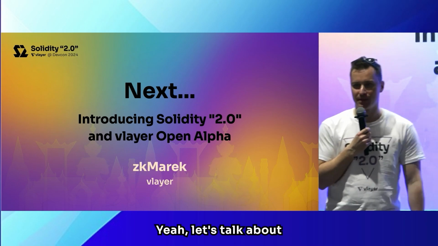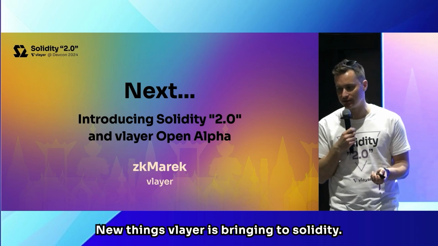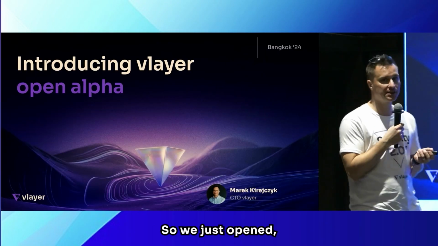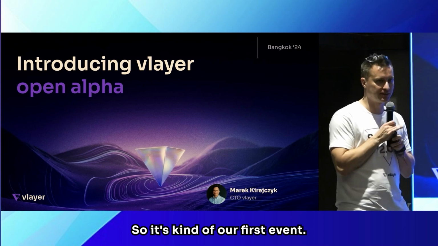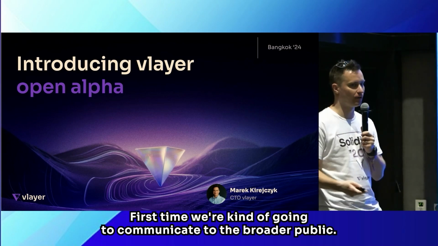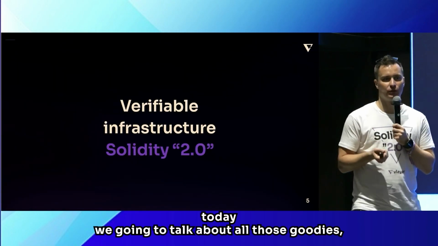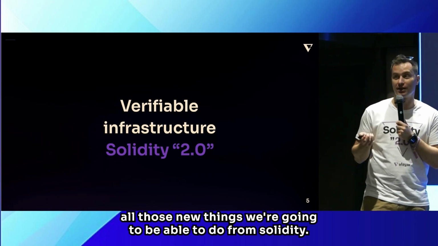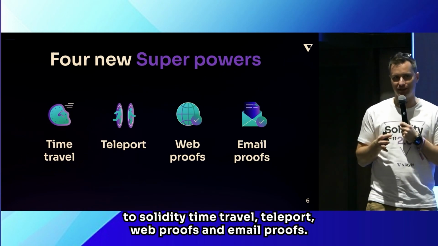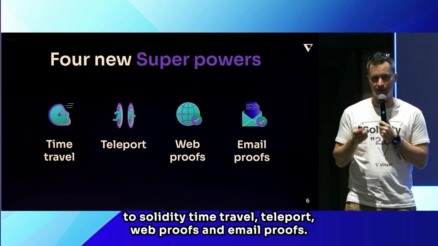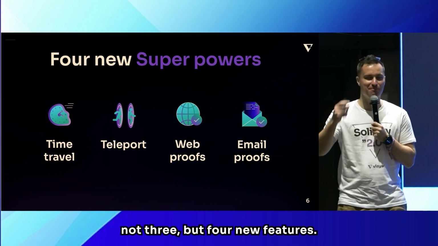So, let's talk about new things coming to Solidity. New things vLayer is bringing to Solidity. So we just opened vLayer as an open alpha 2 weeks ago. So it's kind of our first event, first time we're going to communicate to the broader public. And today we're going to talk about all those goodies, all those new things you're going to be able to do from Solidity. So vLayer brings 4 new features to Solidity: time travel, teleport, web proofs, and email proofs. So not 1, not 2, not 3, but 4 new features.